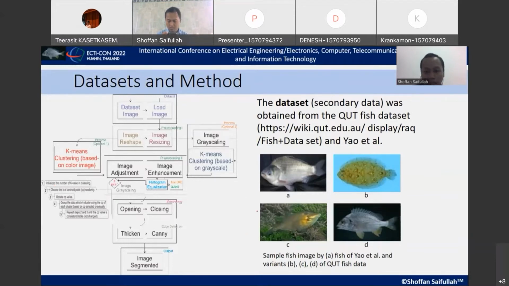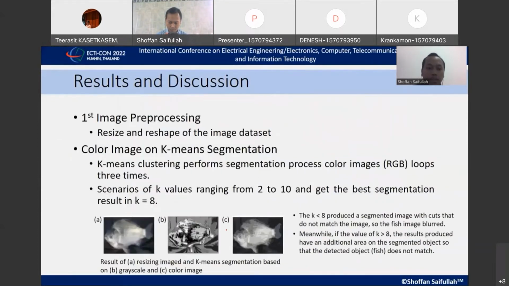This is a sample of the dataset that we used in our research, from the Yao and the Qt dataset images. This is about our results and discussion. The first is image pre-processing, where we use resizing of this image dataset to make it clear and effective, especially to make testing of the processes easier.